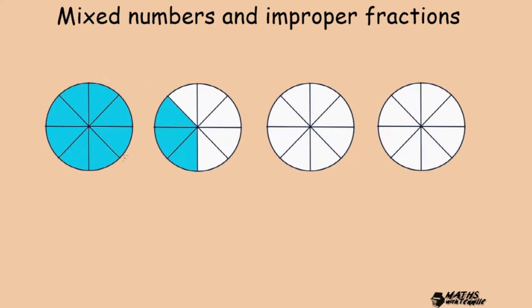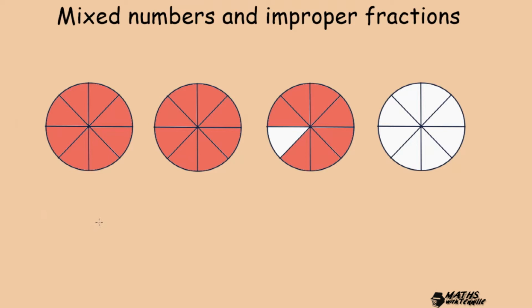This is my first pizza here. The shaded parts represent how many pizzas I have or how many slices of pizza I have. So I can see that I have one whole pizza here. So I'm going to write 1 for one whole. And I've got 1, 2, 3 out of 8 slices. So I've got 3/8. This is a mixed number. It's a mixture of a whole number and a proper fraction. So again, one whole pizza and 3/8 of a pizza.